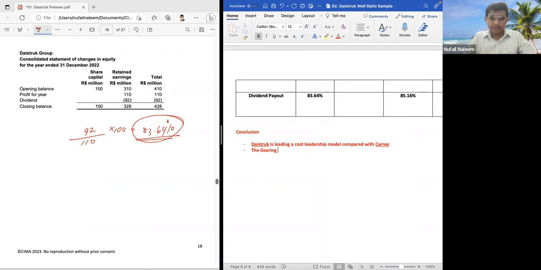The gearing ratio is 61%, which is a factor to be considered. Correct, no, students? Yes or no? That is also one more factor to be considered. The automation investment may yield better efficiencies in the future.